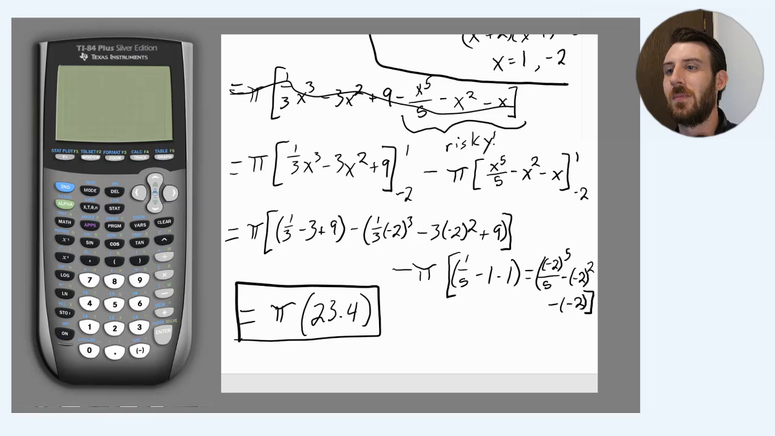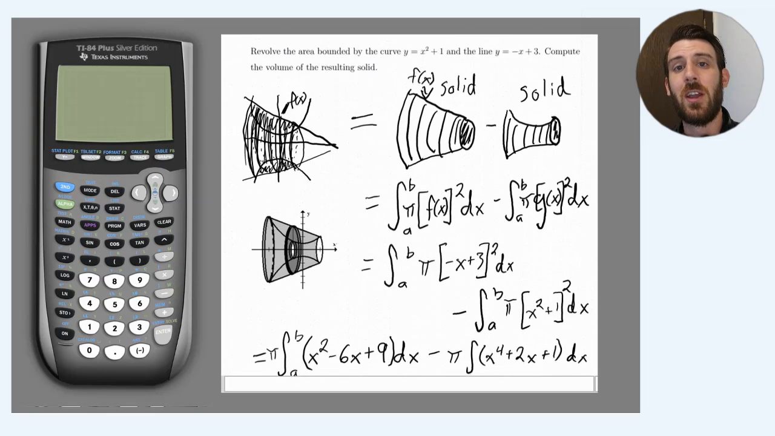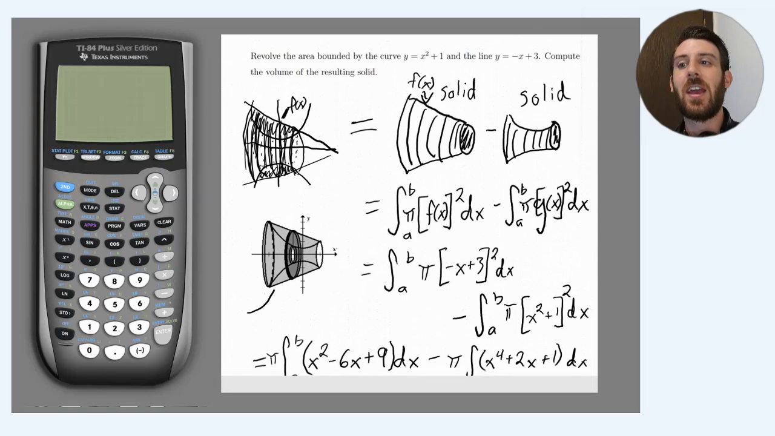Now after all is done, you can plug it in your calculator and you get that it's going to be equal to pi times 23.4. And again, just to put that into context, that's the volume, the size in cubic units, of this shape we created by rotating around and creating many, many, many miniature, infinitesimally small cylinders.